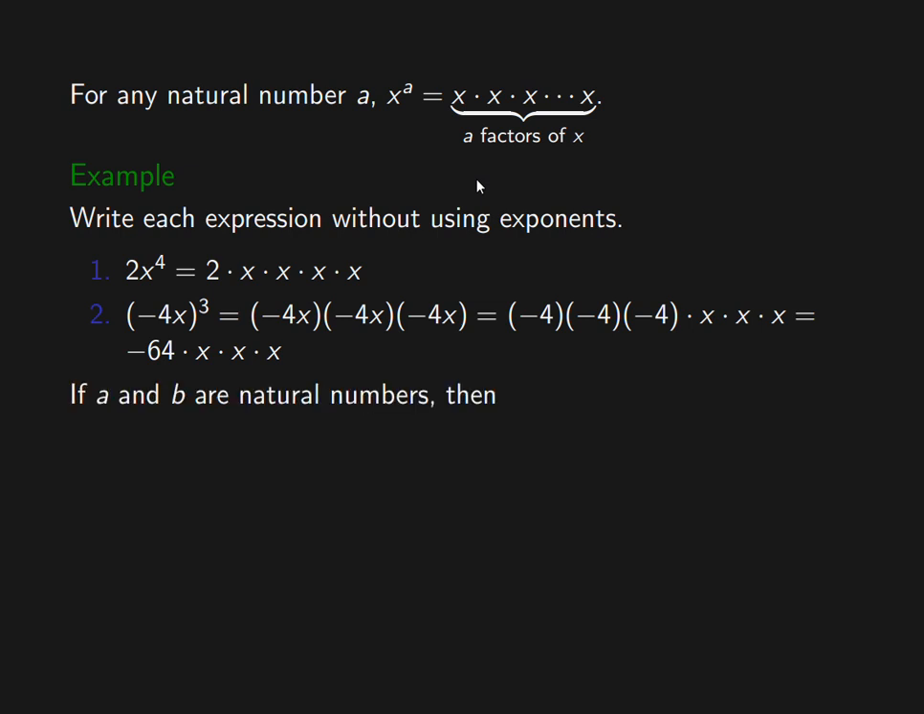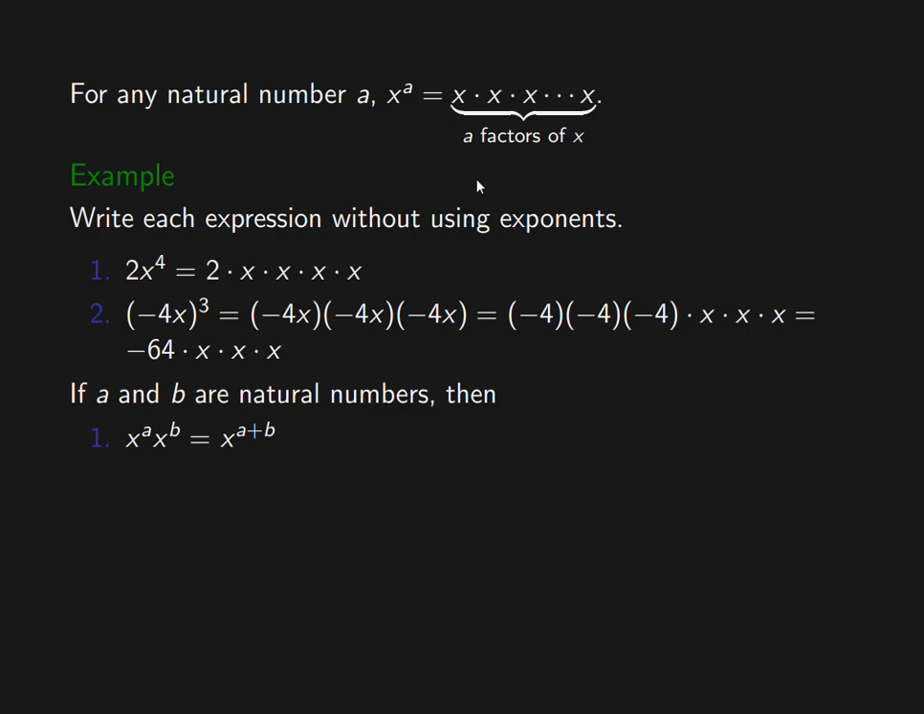Using this definition, we can show that if a and b are natural numbers, then x to the power of a times x to the power of b is x to the power of a plus b. That is, if the base is the same, we simply add the exponents. x to the power of a, to the power of b, is x to the power of a times b.